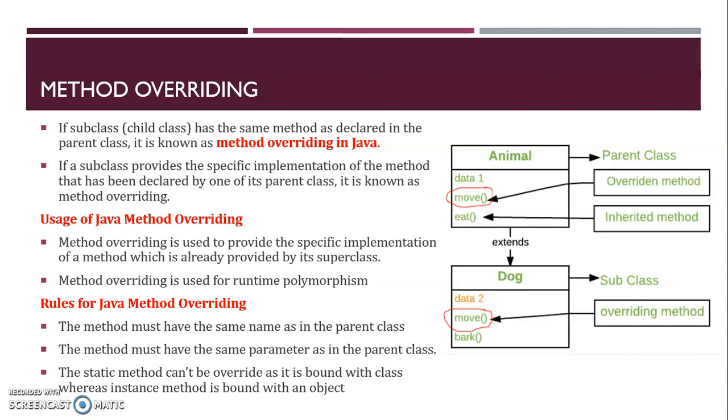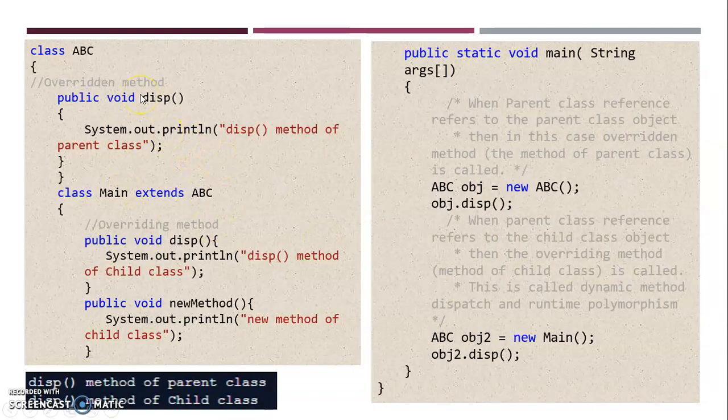So here you have an example of method overriding. Here you have two classes. First one is a class ABC and second one is a class main. Here ABC is acting as a parent class and main is acting as a child class. That means main is extending from ABC. And here you have a function disp inside the parent class which is going to be overridden by the subclass main. That means inside the subclass also you have the same function disp, and this disp defined inside the parent class is known as the overridden method, and the same method that is defined inside the main class is known as the overriding method.